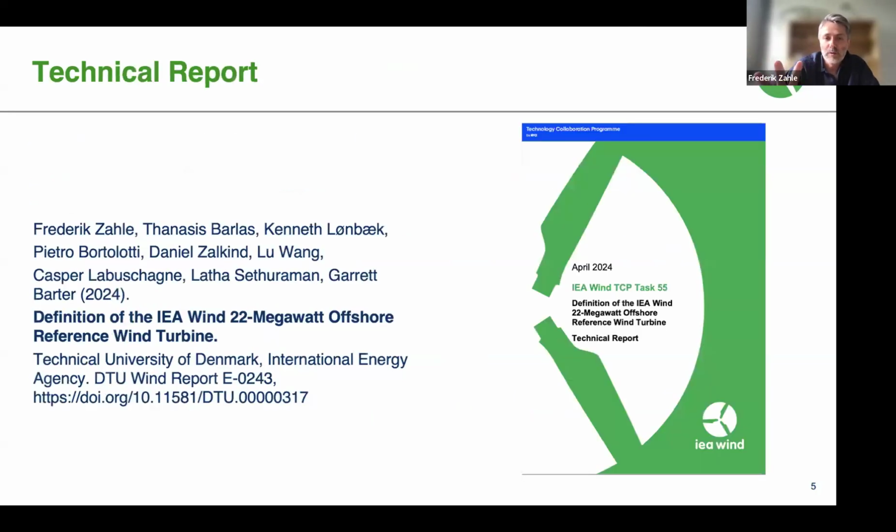So what we will present today is a very short overview of what is in the technical report. You can find the technical report published with the title that you see here, and where you can dive into all of the details. Of course, I also want to acknowledge the co-authors of this that are not necessarily presenting today, but have provided key input and work into this: Thanasis Barlas, Kenneth Lundbeck, Lu Wang, Kasper Laugesen, Latha Sethuraman, and Garrett Barter.